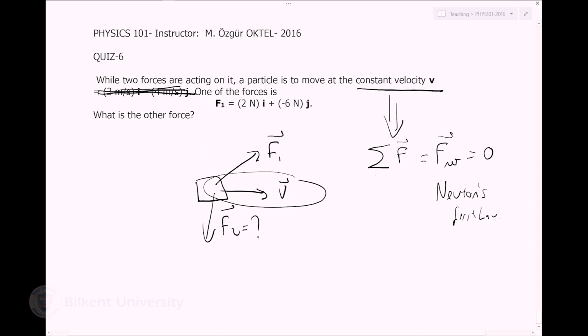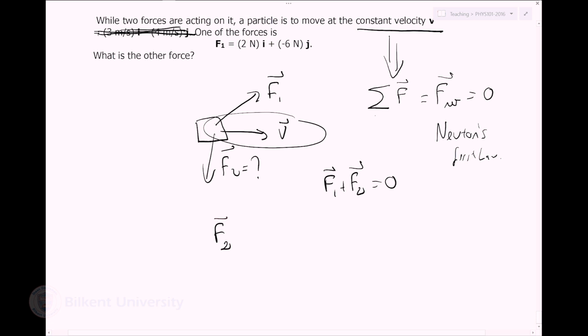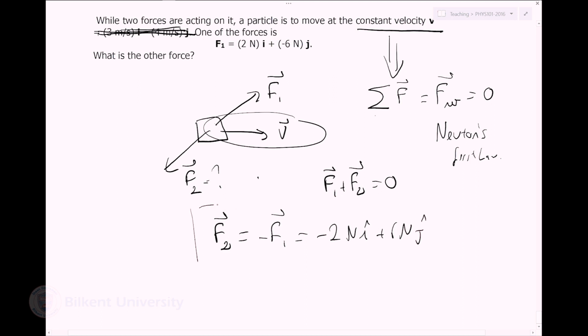And I know that if there are two forces, F1 plus F2 must be 0. So F2 must just cancel F1. Right? F2 should be minus F1, which is minus 2 newtons I hat plus 6 newtons J hat. That's it.